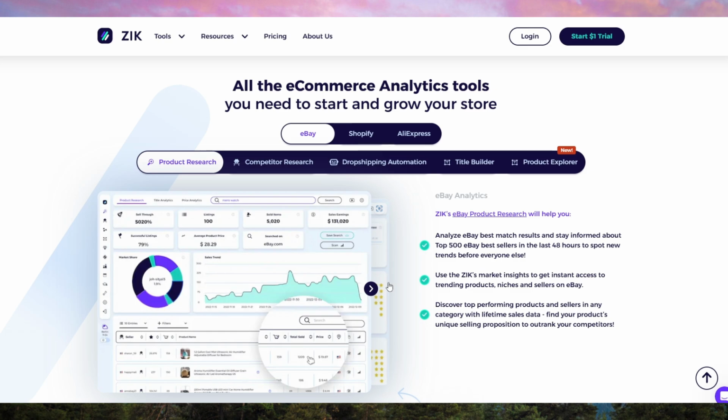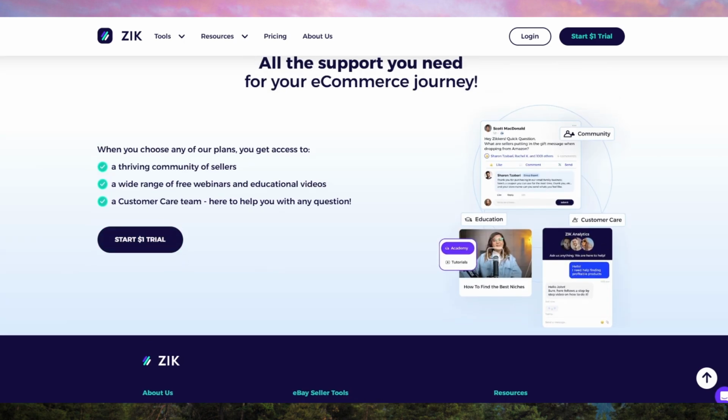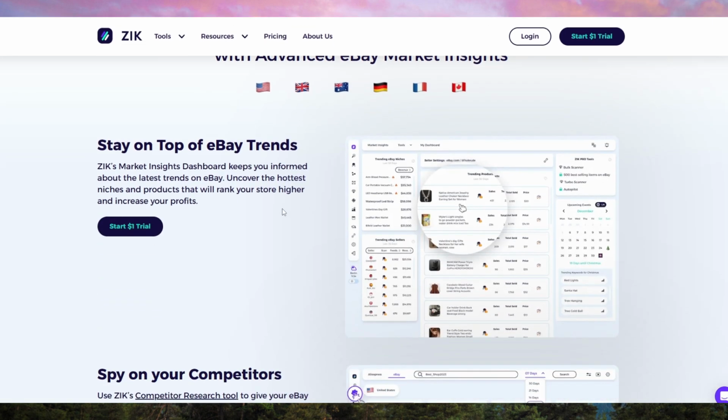to succeed. You also get access to a competitor analysis feature, which allows you to track what other sellers in your niche are doing, revealing their best performing listings and strategies. This is a huge advantage for anyone looking to stay competitive on eBay.